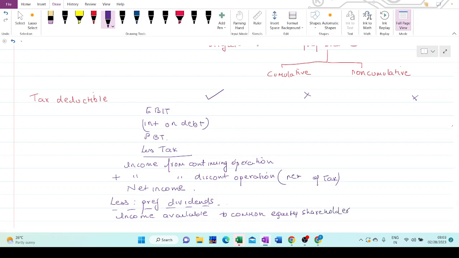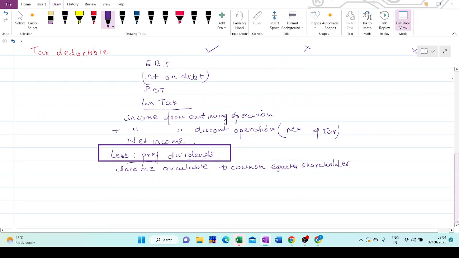Right. So, are preferred dividends reducing my PBT, guys? Please tell me yes or no. No, sir. Pref dividends are not reducing my PBT, and since they are not reducing my PBT, they are not reducing my tax expense, and since they are not reducing my tax expense, they are not tax deductible, right? Pref dividends are not tax deductible.